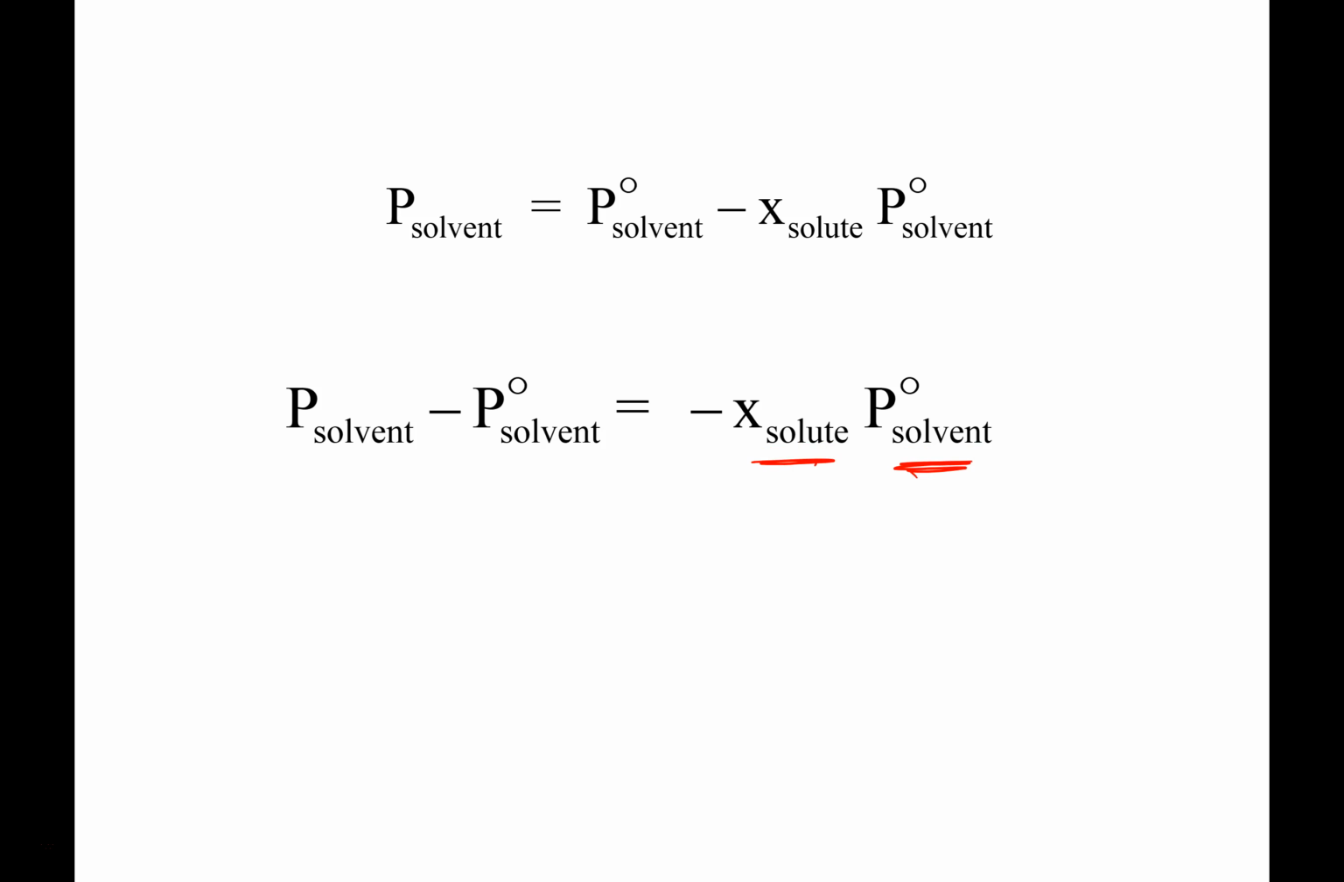Is it just me, or do those subscripts, those words, just drive me nuts? The mole fraction of the solute times the equilibrium pressure of the solvent in its pure state. Well, anyway, maybe it's just me. So that quantity over there on the left, of course, is delta P. So we end up with something like this.